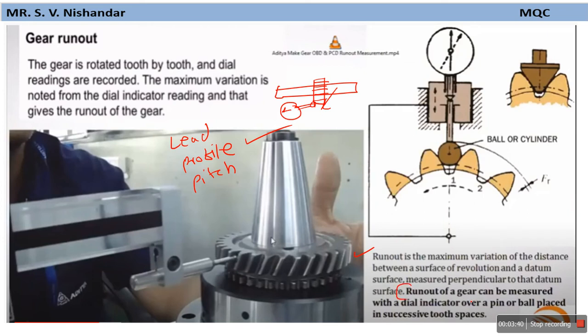As I have highlighted here, the runout of a gear can be measured with a dial indicator over a pin or ball placed in successive tooth spaces. Such a type of stylus, ball or cylinder is to be used. We have to check one by one, then check the next, and see the variation in the pointer. So let's start with the demonstration.